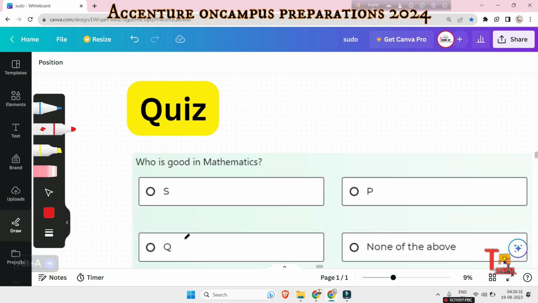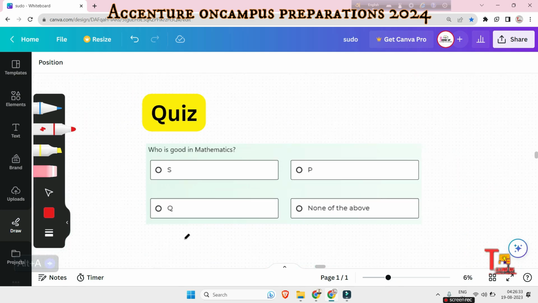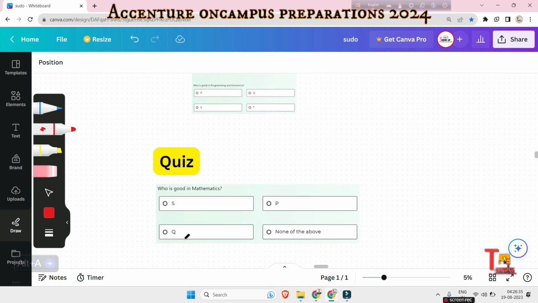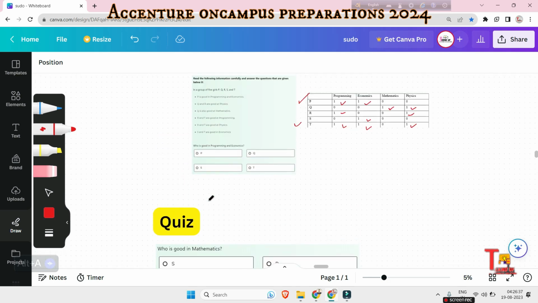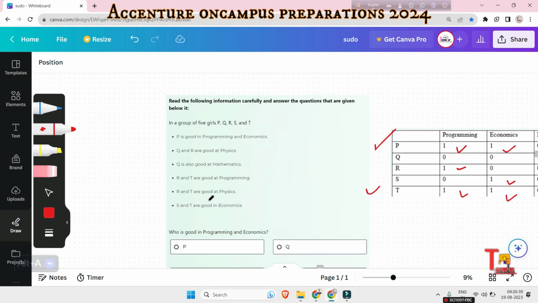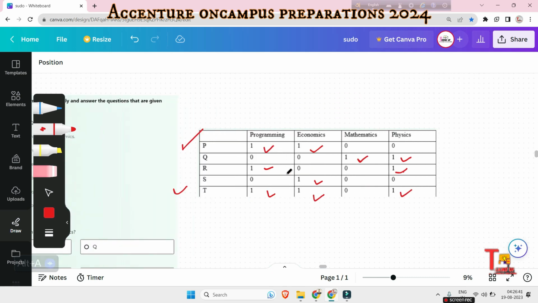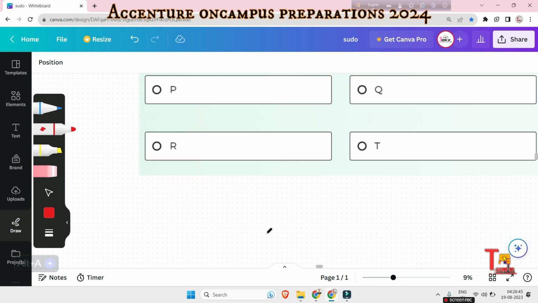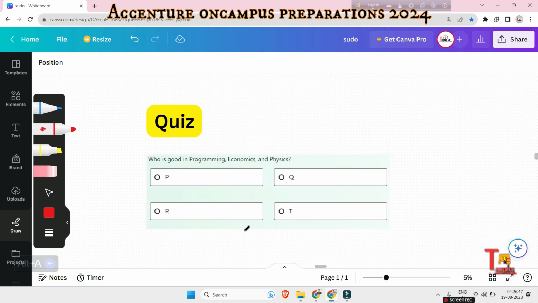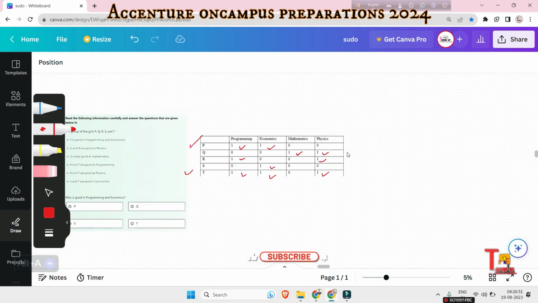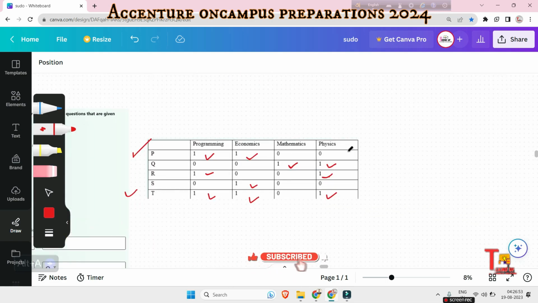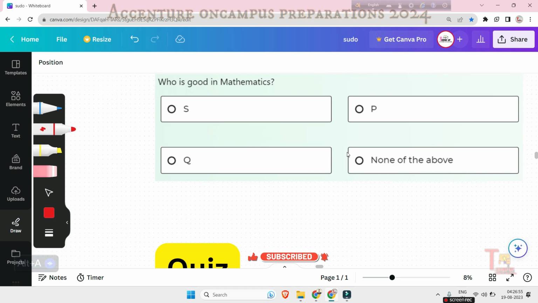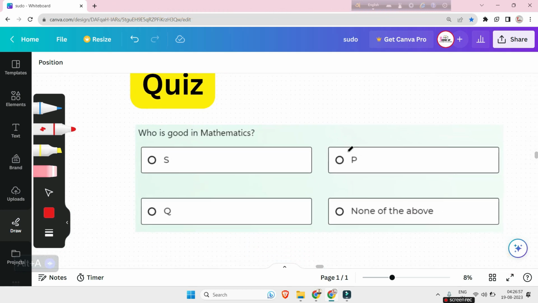And the next question, this is a quiz for you: who is good in mathematics? Look at the table and you can answer who is good at mathematics. And the next quiz question is, who is good in programming, economics and physics among P, Q, R and T. Just look at the table and give me the answer, right? So pause the video and try to solve the problem by yourself.